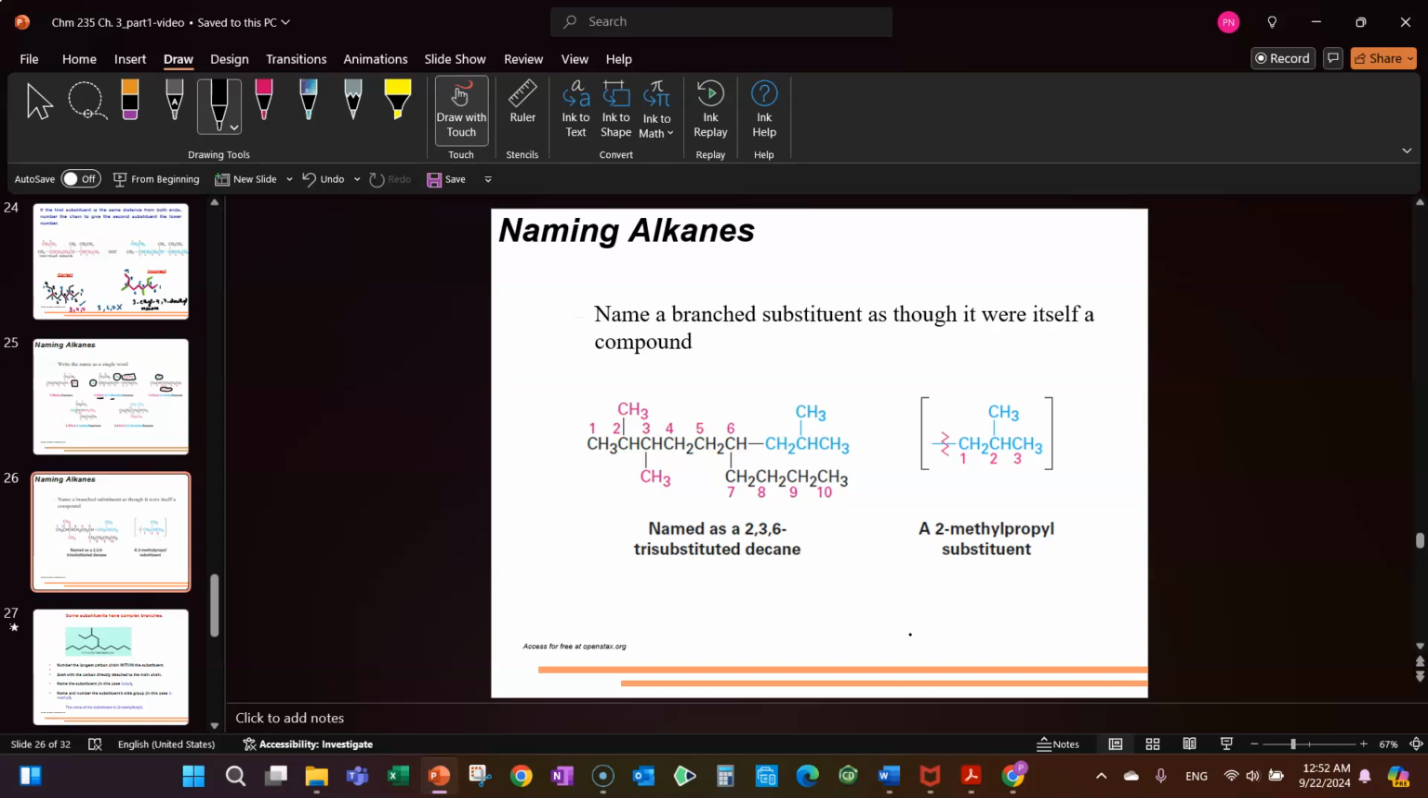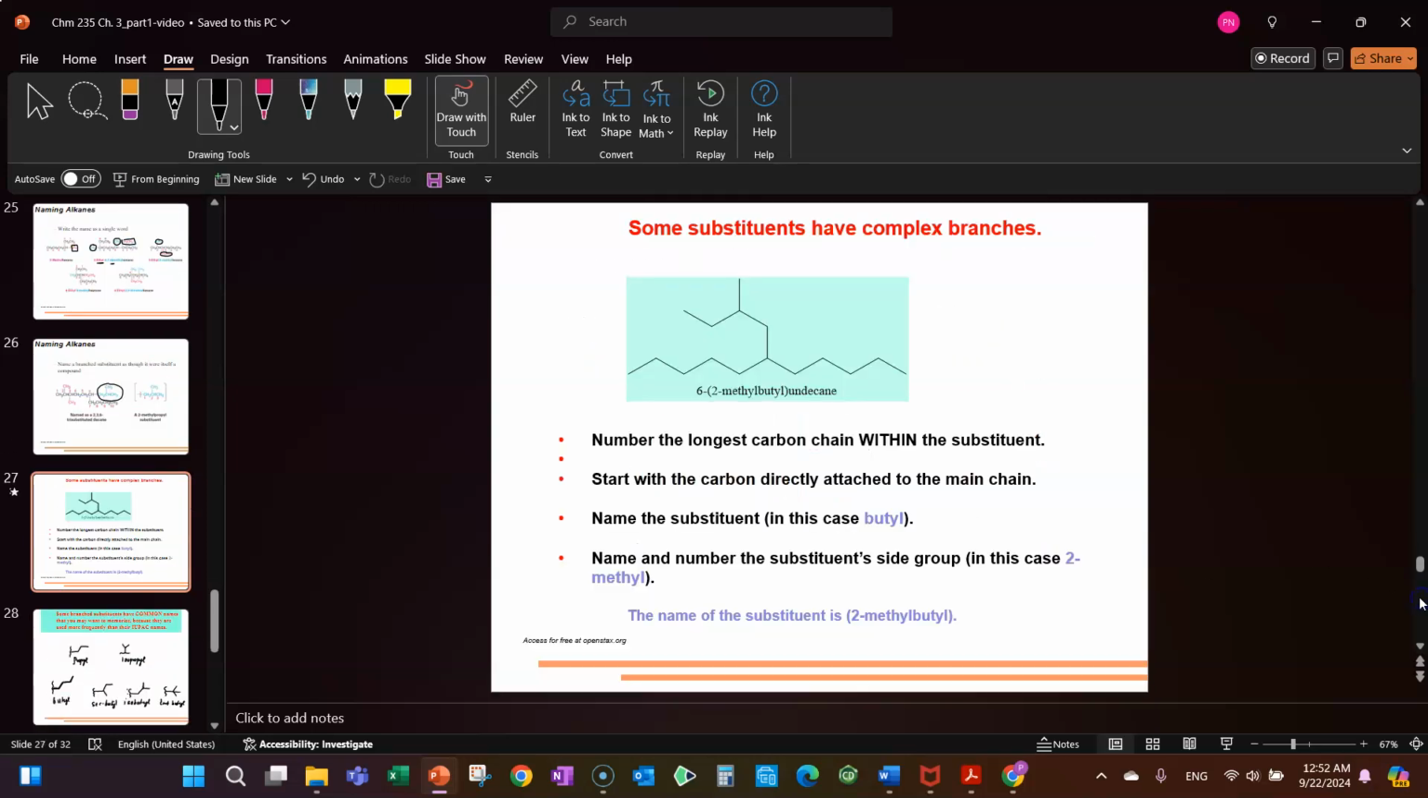Sometimes you may get branches attached, and they may be named as a separate entity of its own. So for example, this one can be separately named as a 2-methyl propyl substituent, and then name the entire compound. So this one, for example, see, this whole thing is a separate group. So you call this a 2-methyl-butyl, right? Because this is a butyl group, and at the second position you have it.